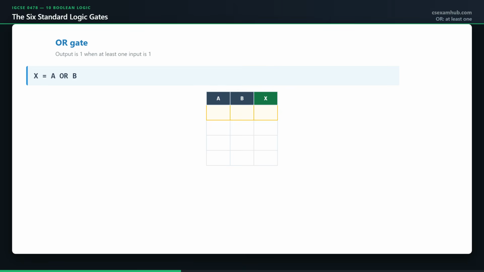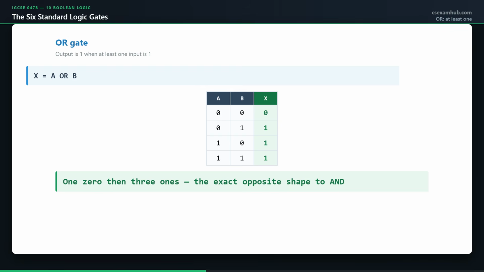OR is the mirror image. Its output is 1 when at least one input is 1. Building it, A 0 and B 0, nothing is on at all, so the output is 0. A 0 and B 1, one of them is on, and at least one is enough, so the output is 1. A 1 and B 0, same again, output 1. A 1 and B 1, both are on, which certainly satisfies at least 1, so the output is 1.